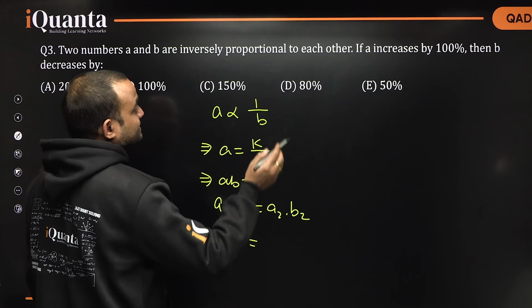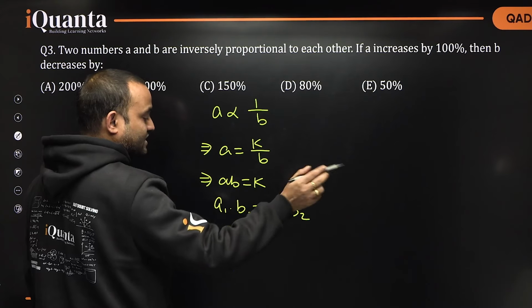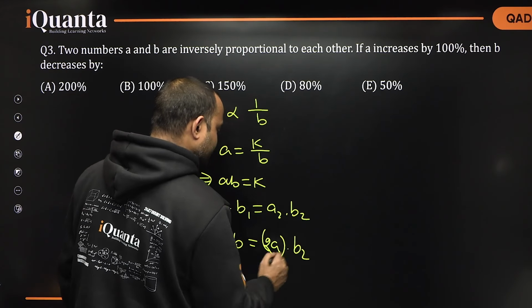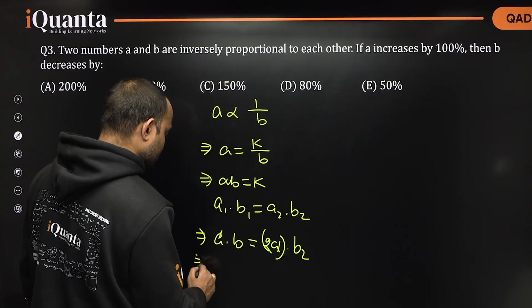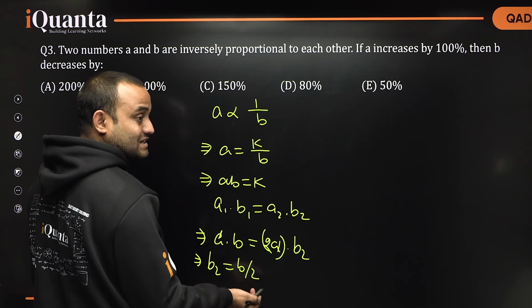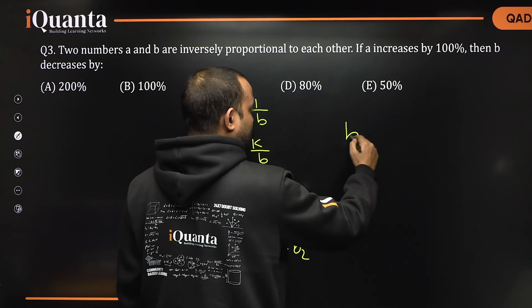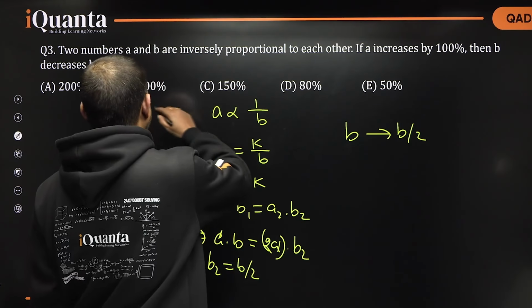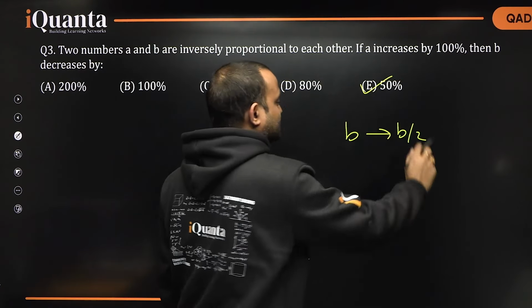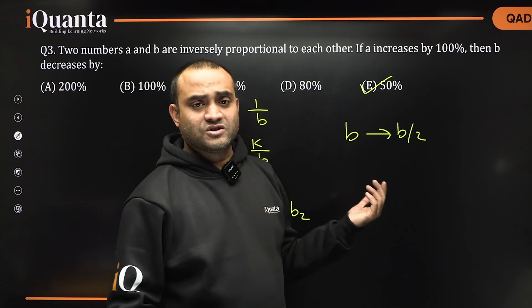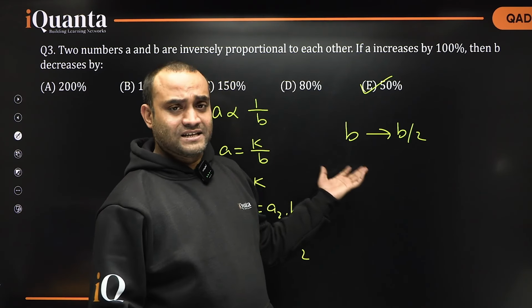Initial values are A and B. Now it says that A increases by 100%. If A increases by 100%, it becomes 2A, and new B is B2. So A and A cancel out. B2 is equal to B by 2. The value has gone from B to B by 2. So there is a decrease of what? 50%. All right, answer is option E. There is a direct shortcut of a golden ratio that you can use here, but if you understand this, then that is nothing.